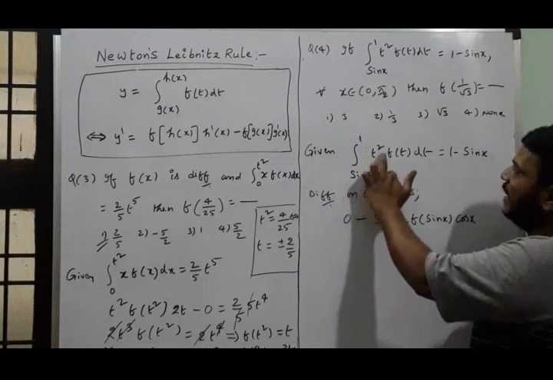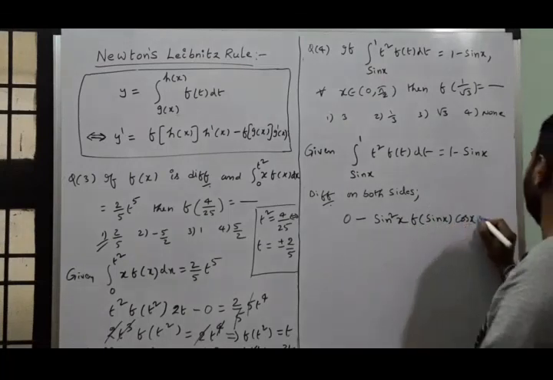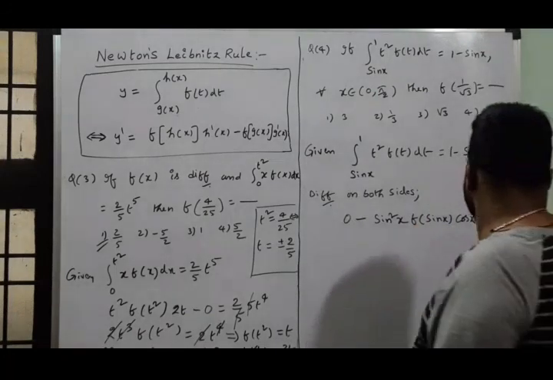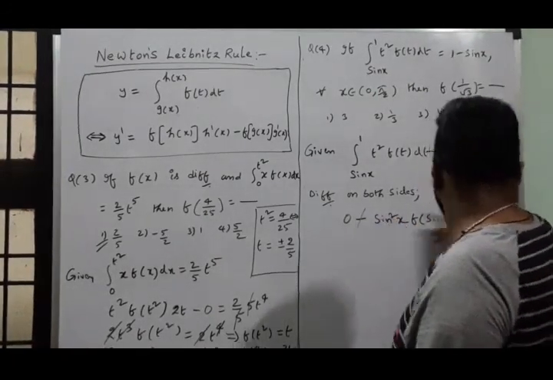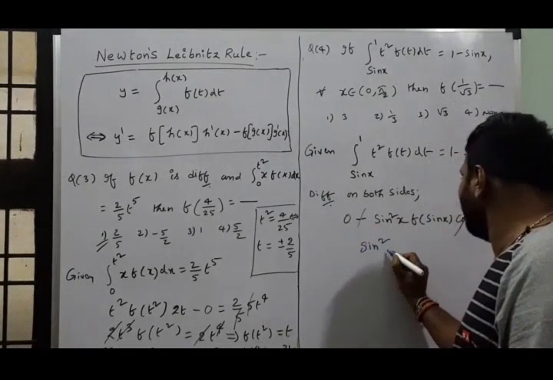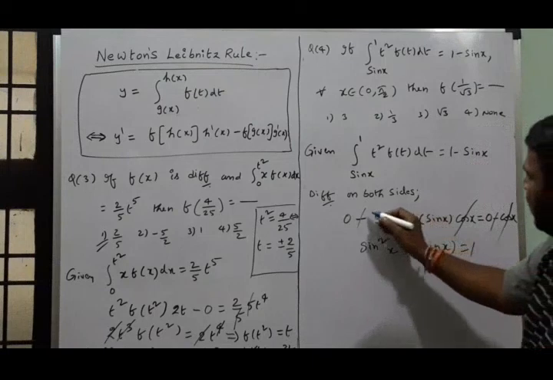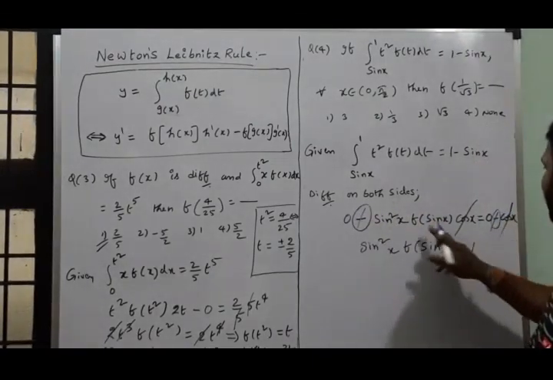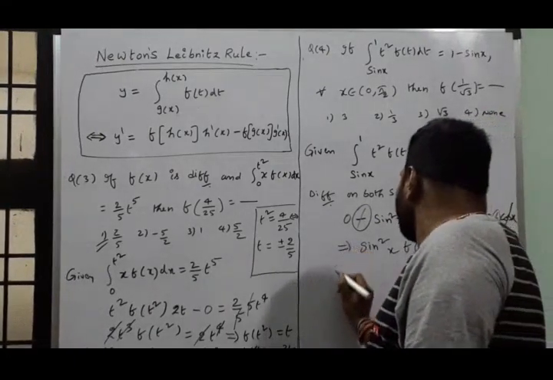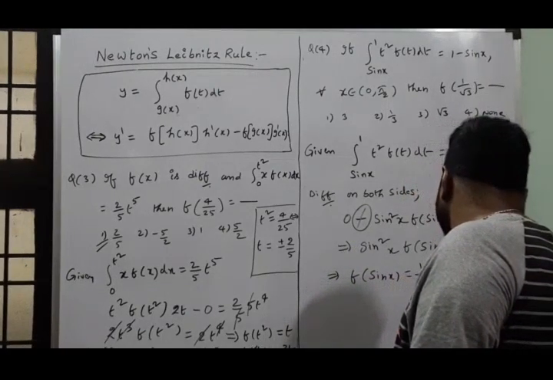Substitute the lower limit sin square x, f of sin x, the derivative of sin x is cos x, is equal to 1 derivative 0. Minus minus cancel, cos x cancel. Then you will get sin square x into f of sin x is equal to 1. So f of sin x is equal to 1 by sin square x.